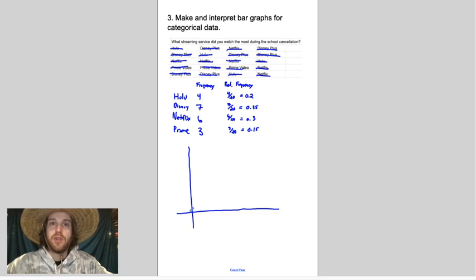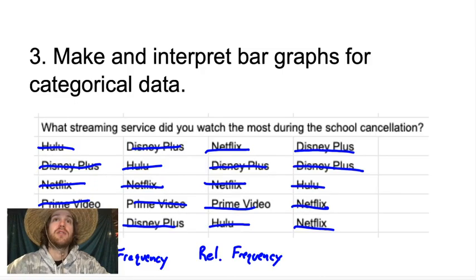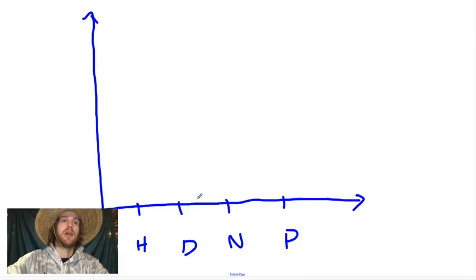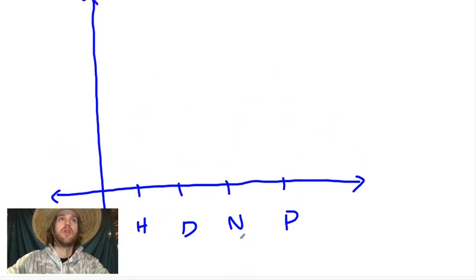So bar graphs are typically for categorical data, right? So you don't have a numerical scale on the horizontal axis. And so instead here, I'm just going to put an H for Hulu, a D for Disney, an N for Netflix, and a P for Prime. And typically what you do is you center the bar on the tick mark for each, and usually to show that it's not continuous, you have a gap in between the bars. So I'm going to do my darndest to make that gap very clear. Extend a little bit further, just like so.